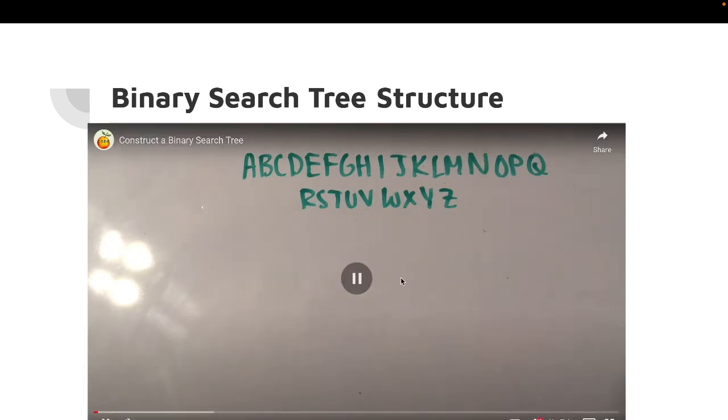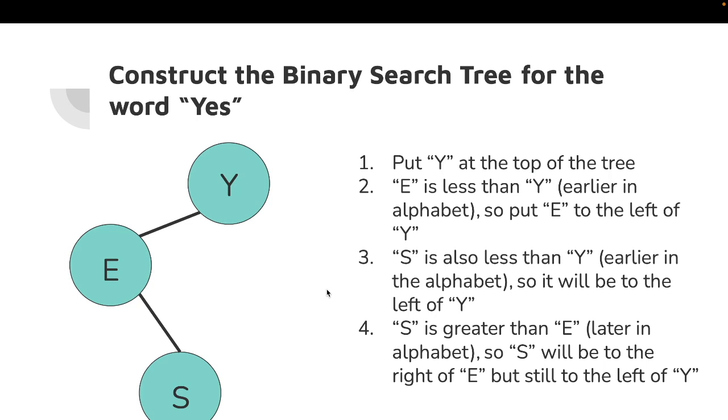So let's first do a simple example of the word yes. The way binary search trees work is it deconstructs this word into its letters and then makes it easy to find each of the letters. It's super simple for a 3-letter word, but as you get more complex, it gets more useful.